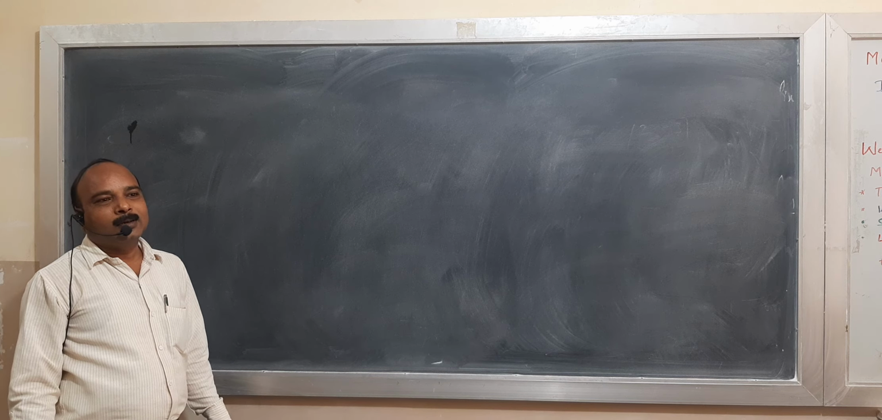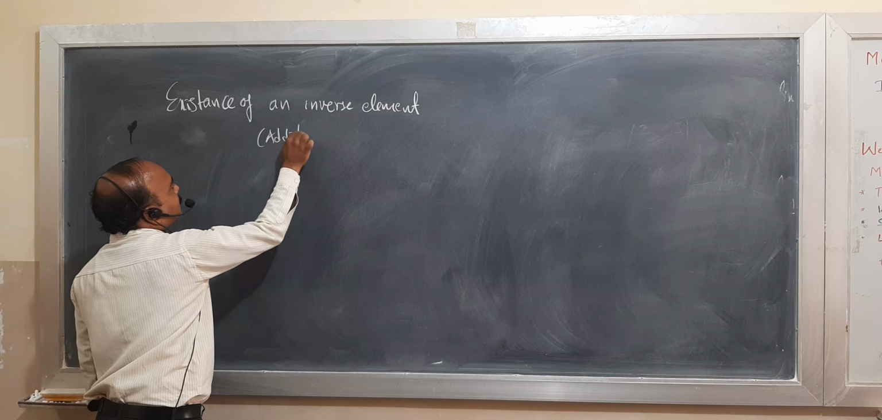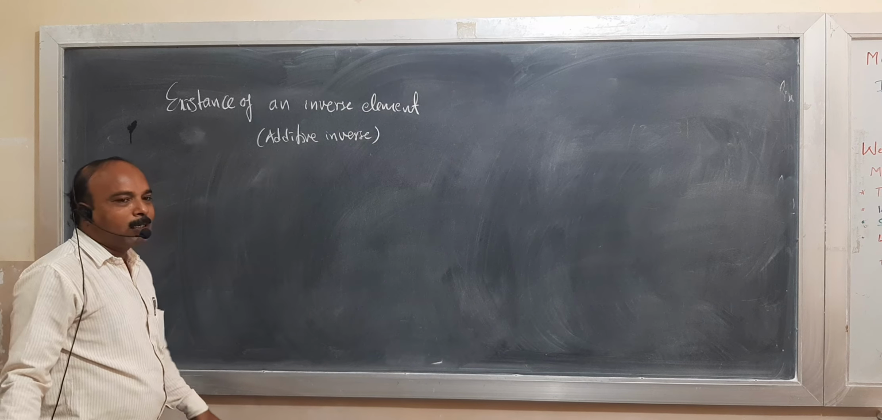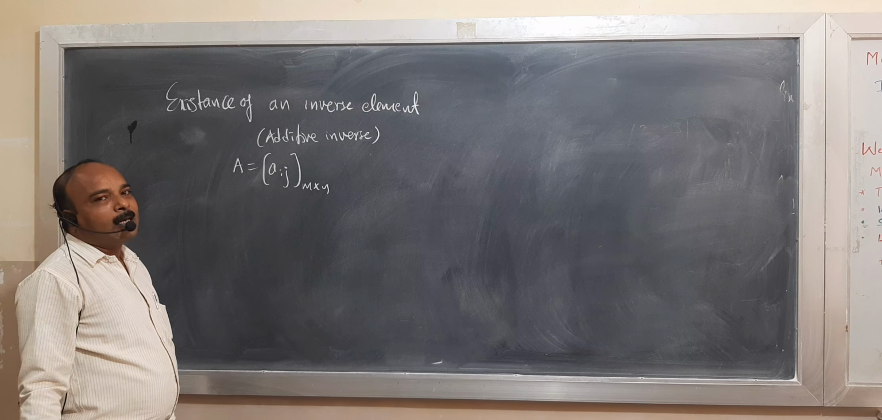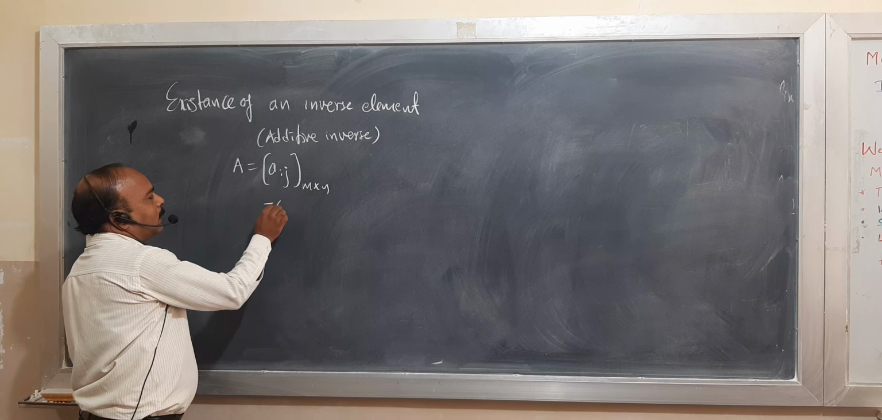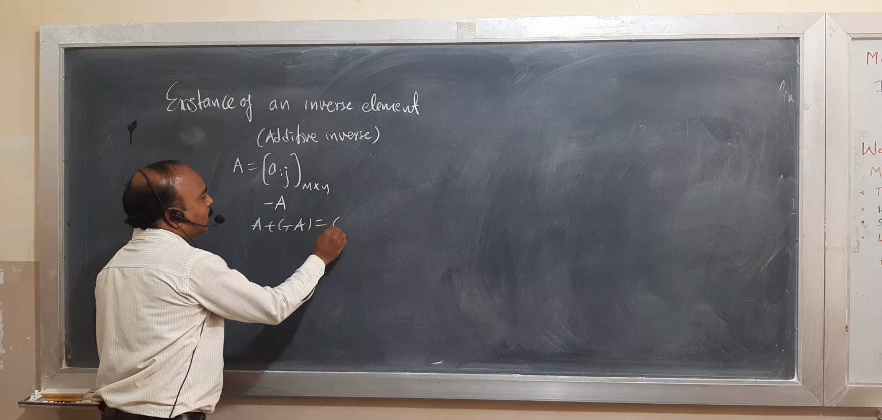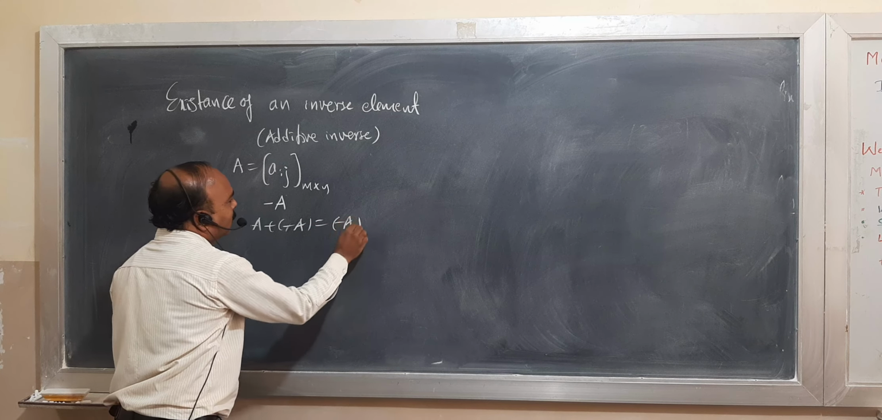Existence of an inverse element, or it is also called the existence of additive inverse. For this we consider any matrix A equal to Aij of an order m by n. Then there exists another matrix, minus A, such that A plus minus A equal to minus A plus A equal to O.